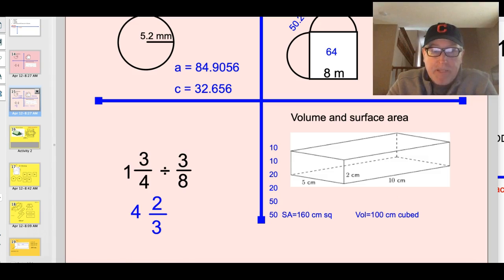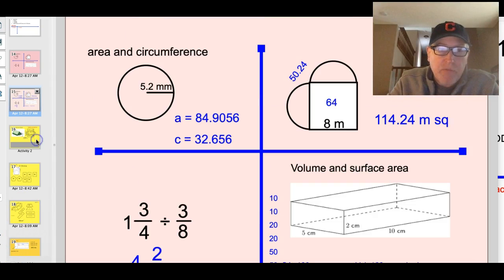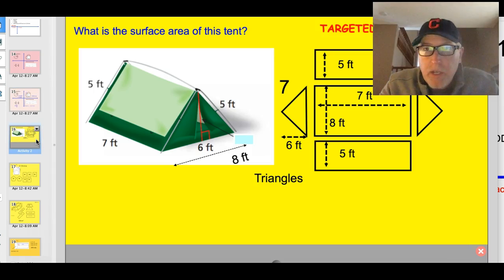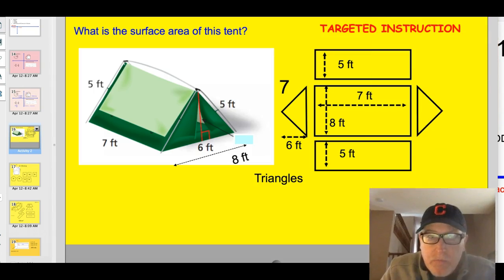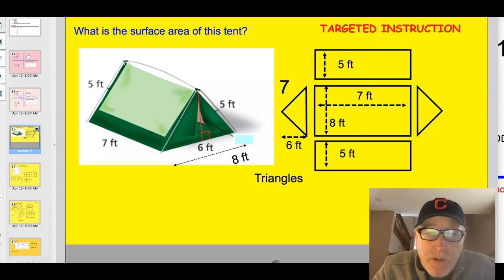Alrighty. Let's take a look at our target for today. Like I said, it's going to be a tough one. So give me your best. Alright, get my face down here in the corner where I belong. What's the surface area of this tent here?